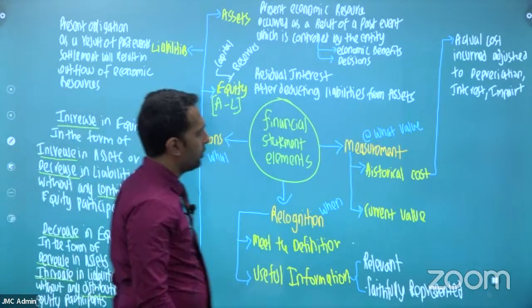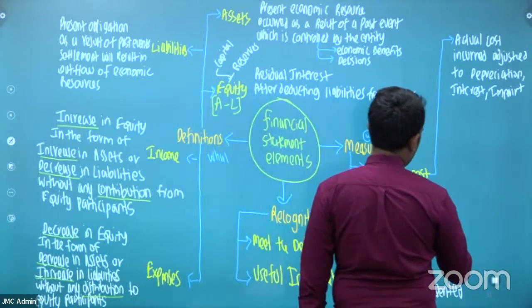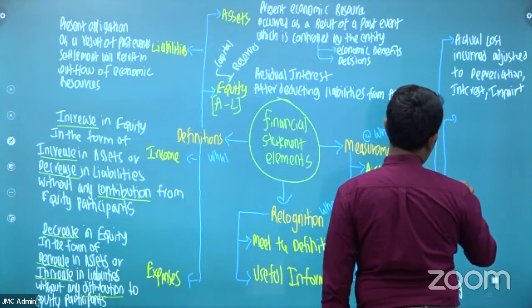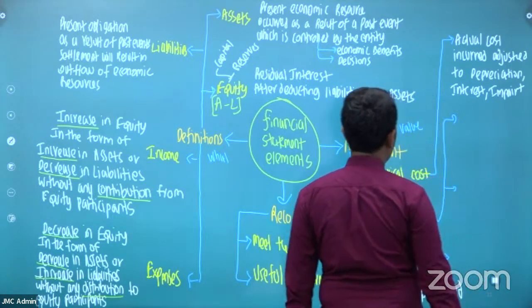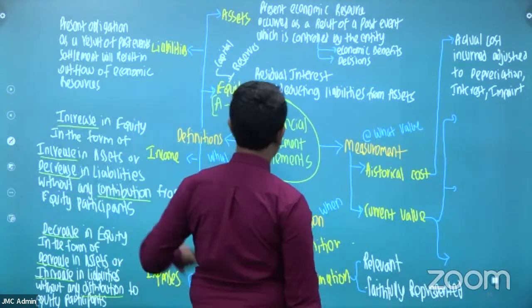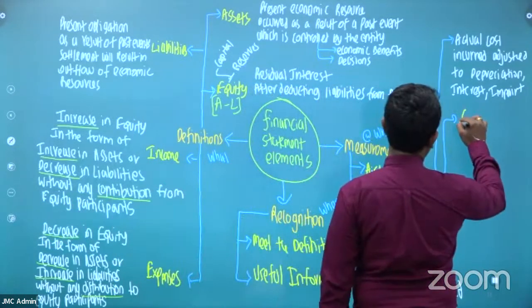The current value you can take based on 3 methods. One particular method is what we call the fair value.